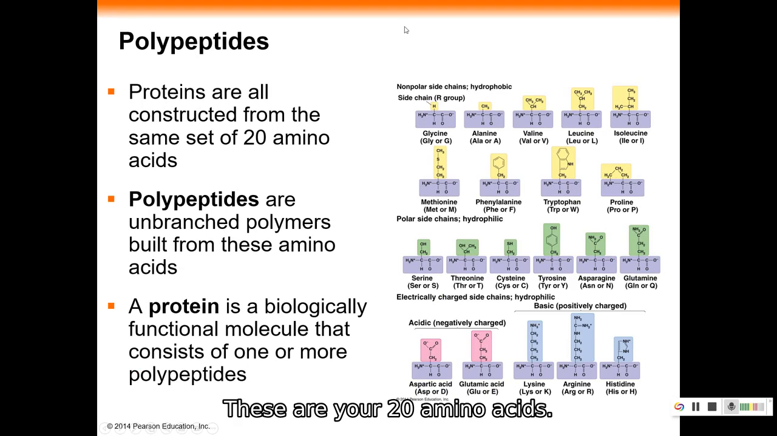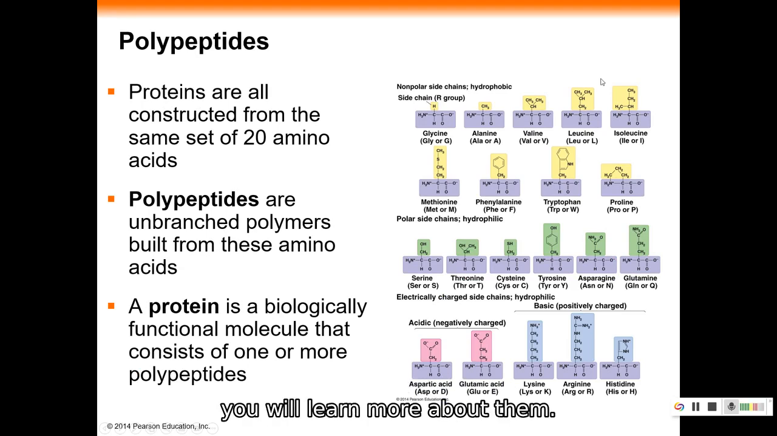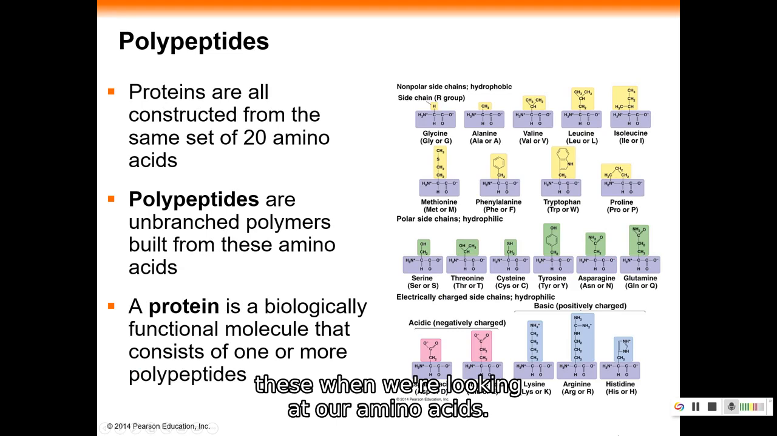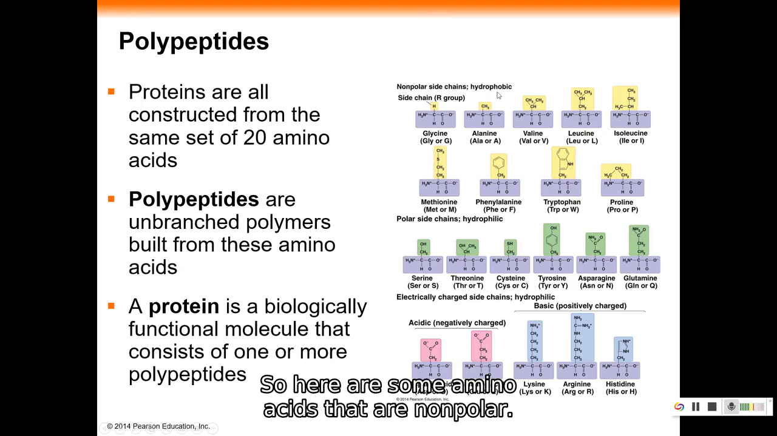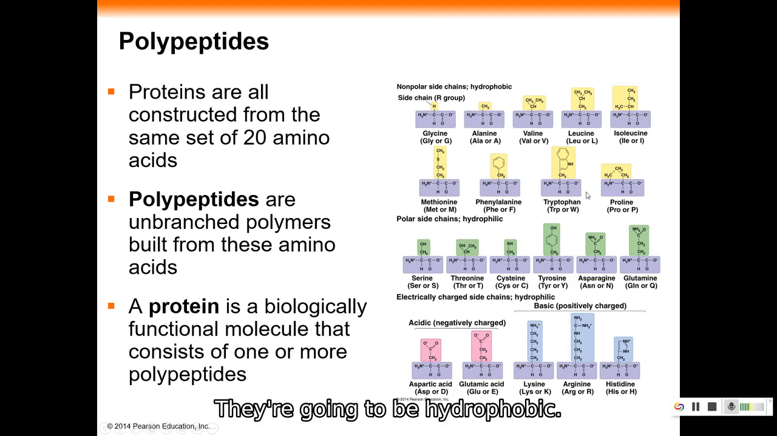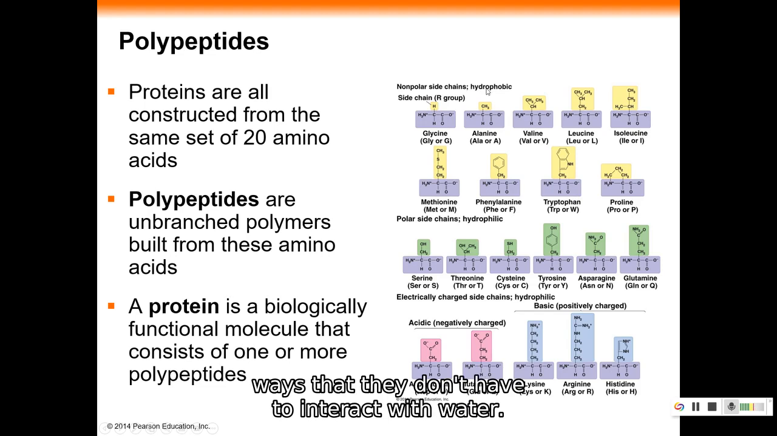These are your 20 amino acids. If you go on to take more biology classes, you will learn more about them. You'll eventually be able to draw out all of these. But when we're looking at our amino acids, some of them are nonpolar. So here are some amino acids that are nonpolar. So they're going to be hydrophobic. They're going to try to fold into a protein in ways that they don't have to interact with water.